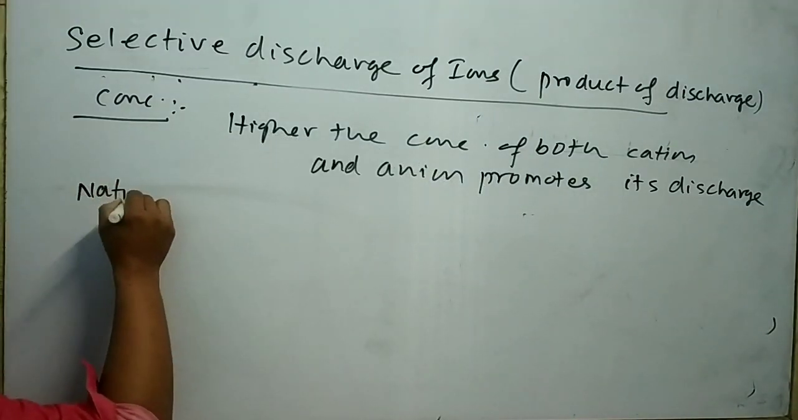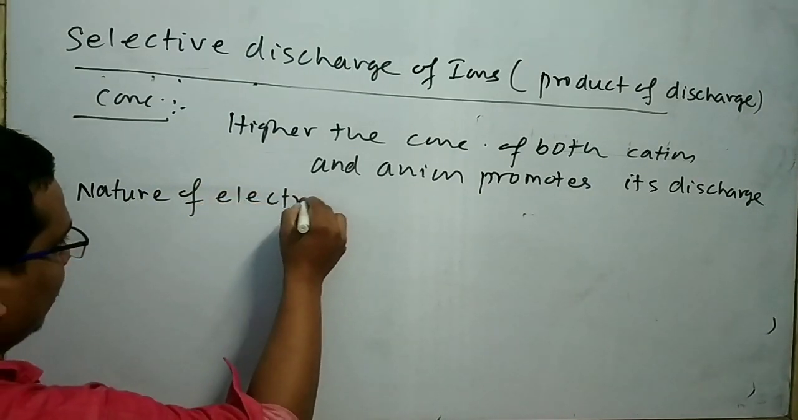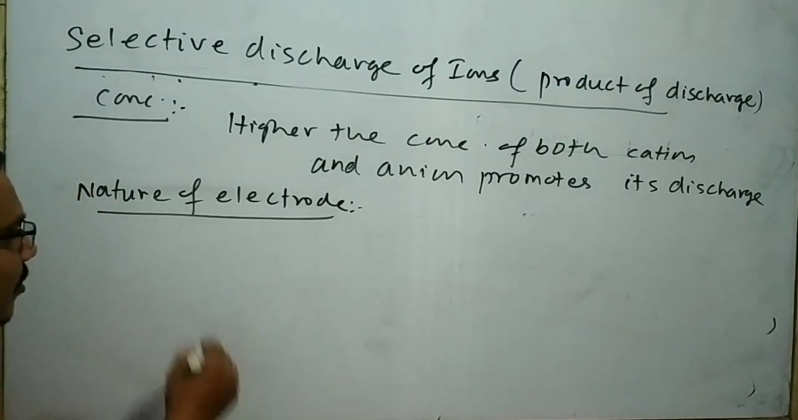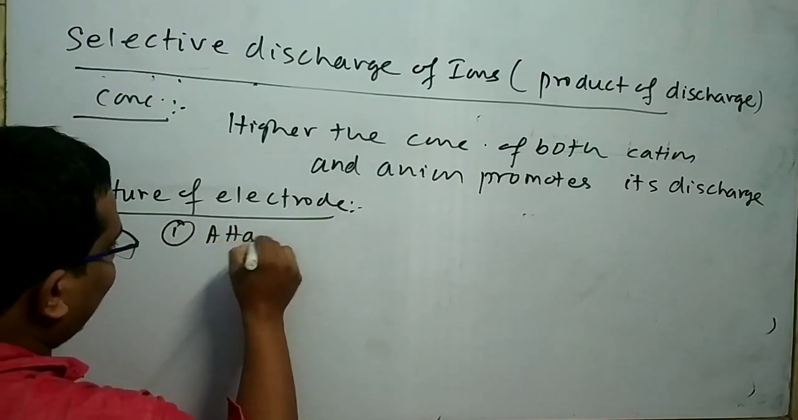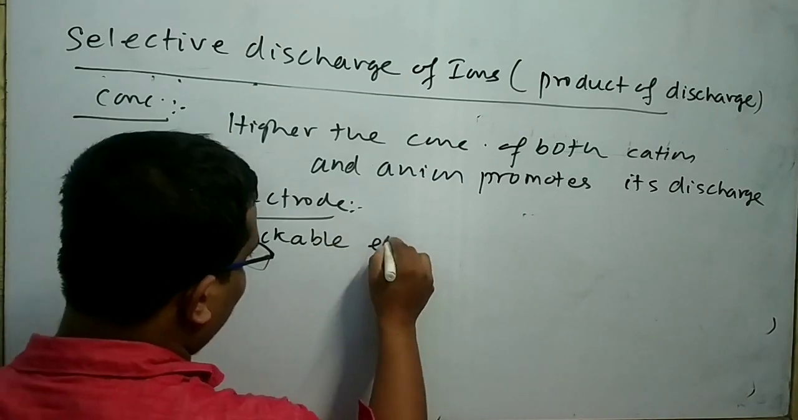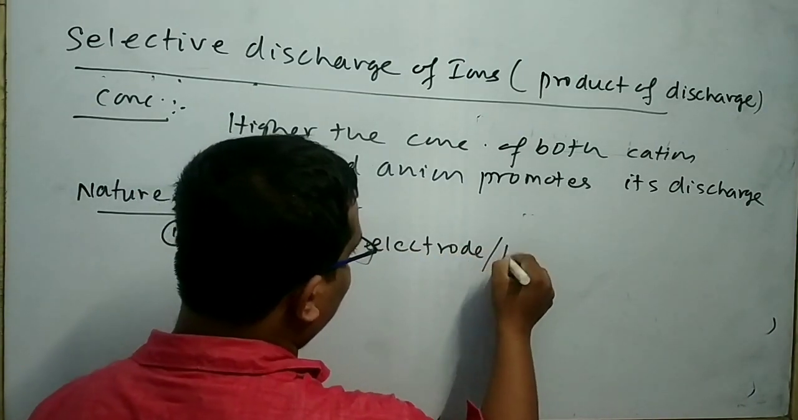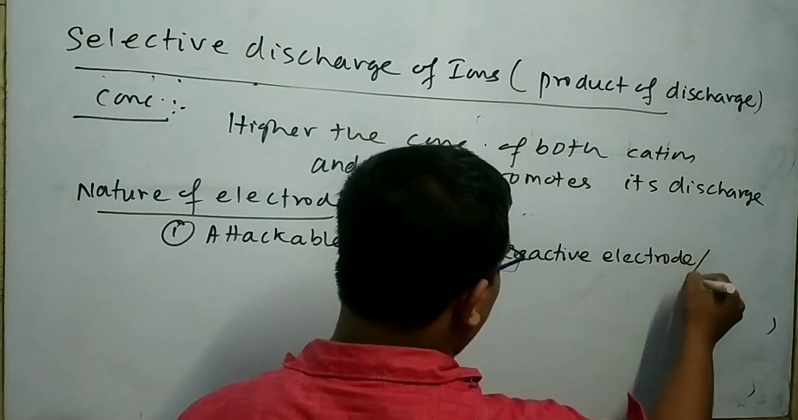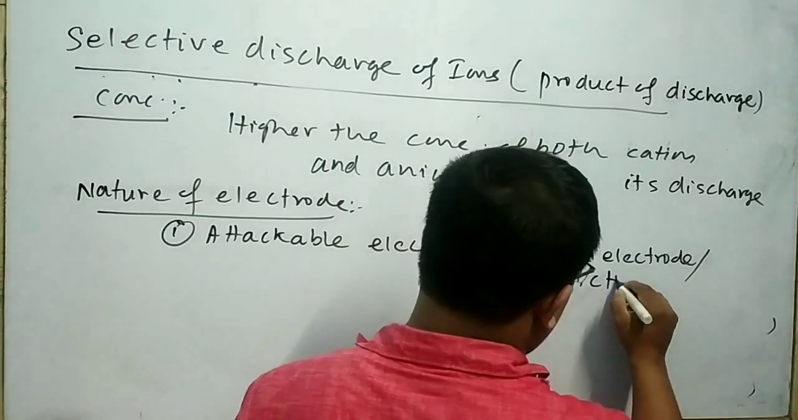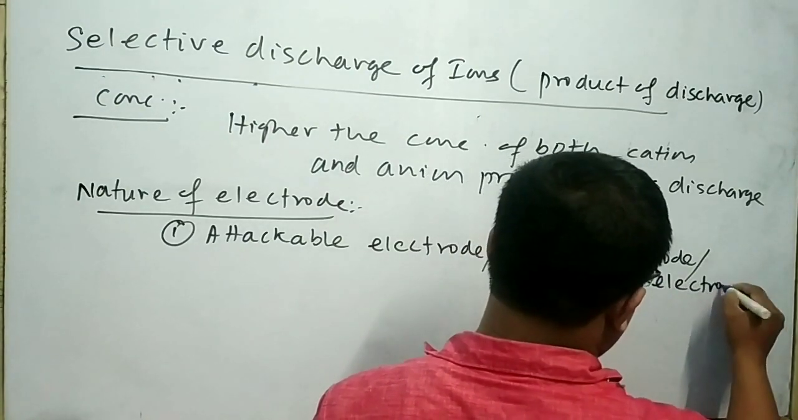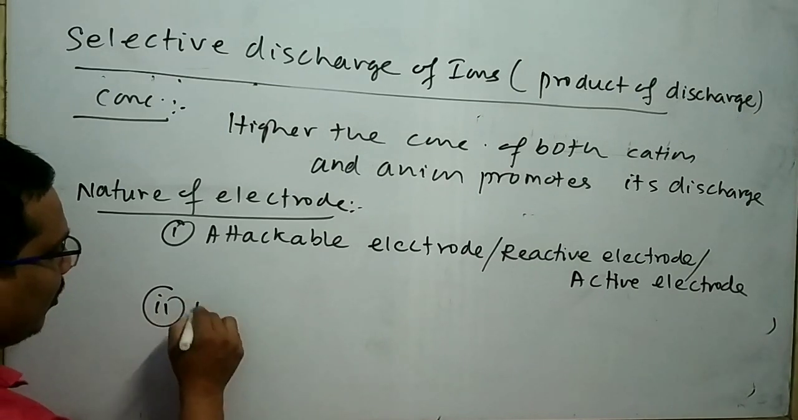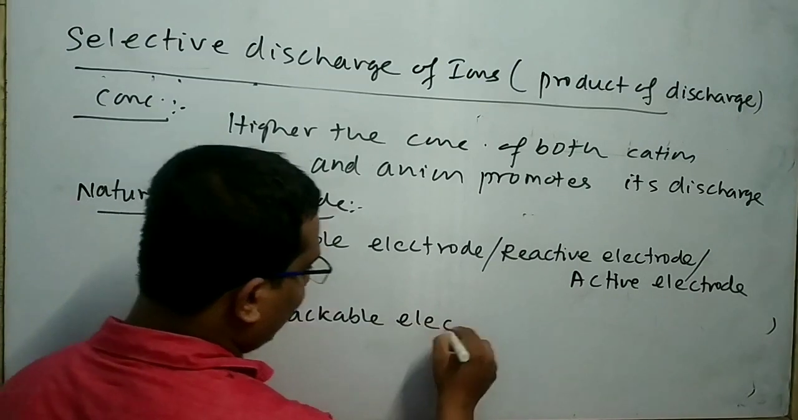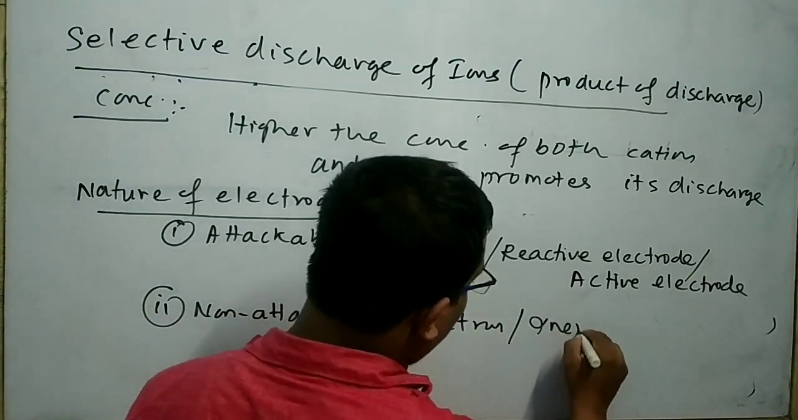Next is the nature of the electrode. Electrodes are also classified into 2 types depending upon the nature of the electrode. One is the attackable electrode. It is also called reactive electrode, or active electrode. Second is the non-attackable electrode, or inert electrode.